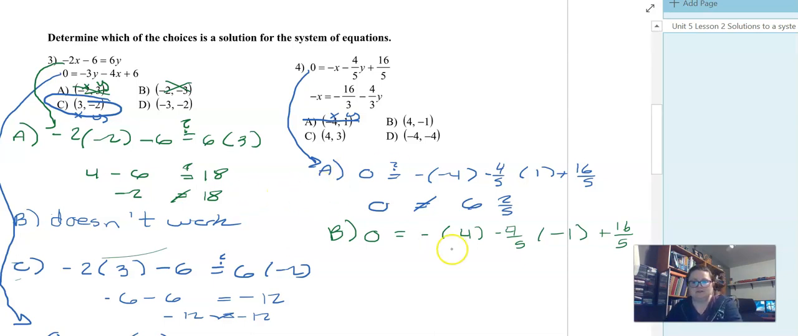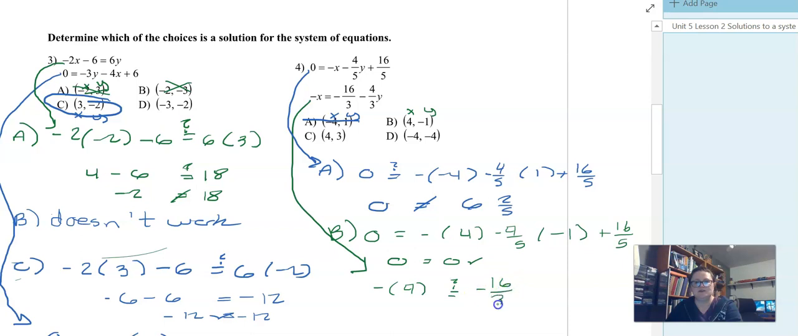0 equals 0. Now, we're not done yet. That just means it works for the first equation. Now we have to try it in the second one too. So for B, x is 4 and y is negative 1. So I'm going to put negative 4 because it's negative x. I'm taking this equation, writing it right down here, but putting 4 for x and negative 1 for y. Does that equal negative 16 over 3 minus 4 over 3 times negative 1?